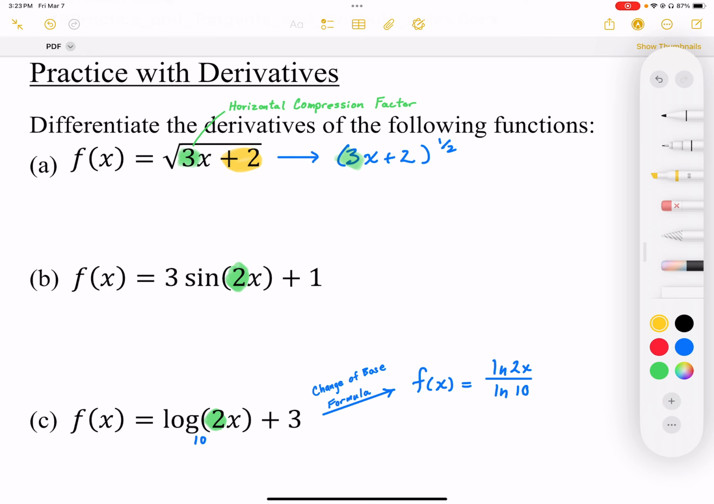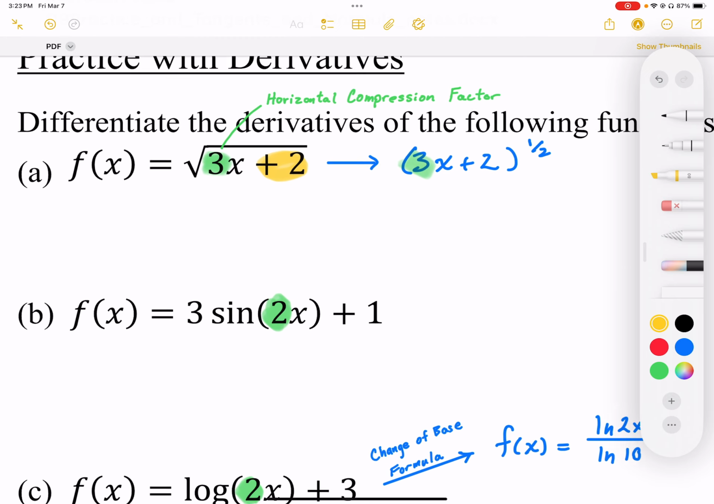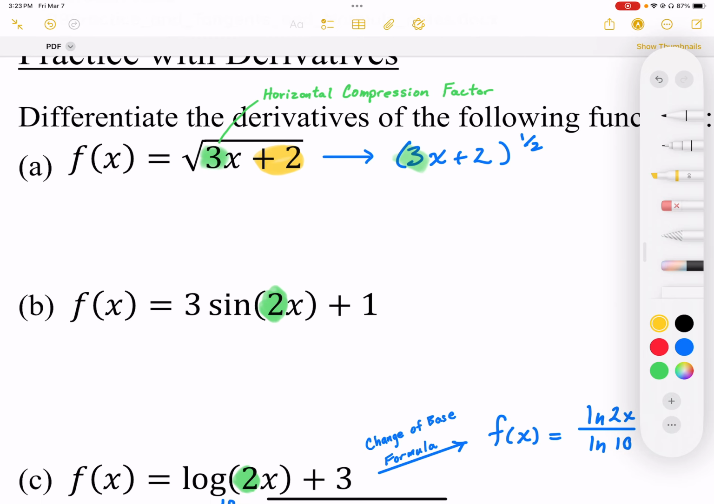3 horizontal compression. So to make it easier to apply the power rule, I've written this as a power 1/2, and I'm going to now apply the power rule here. So we have f prime of x. I bring the power to the front, 1/2, and then we have 3x plus 2. The exponent, we subtract 1, so we end up with a negative exponent, negative 1/2. Now again, because of that extra 3, we have to account for that with a times by 3.